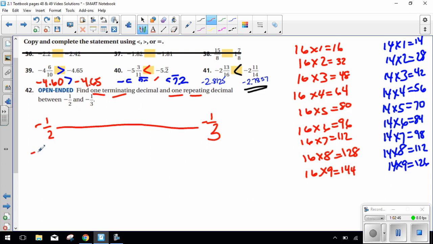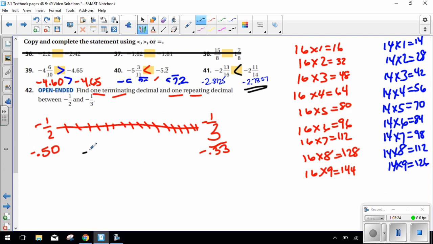So if you need to do the math, go right ahead. This one is like 50 cents, so a half is 50 cents, half a dollar. And a third, if you don't believe me, I promise you, it's negative 0.3 repeating. And for the fun of it right now, we're just going to call it 33 cents. So the directions are between negative 50 cents and all the way to negative 33 cents. Give me one terminating decimal and then give me one repeating decimal. So there's literally an infinite amount of solutions.